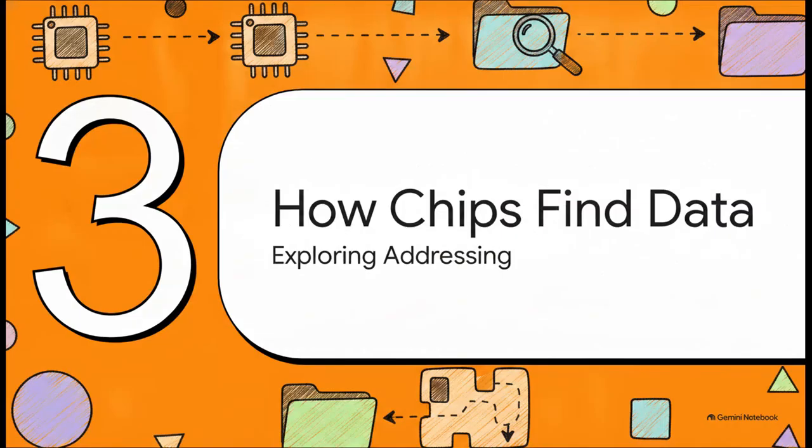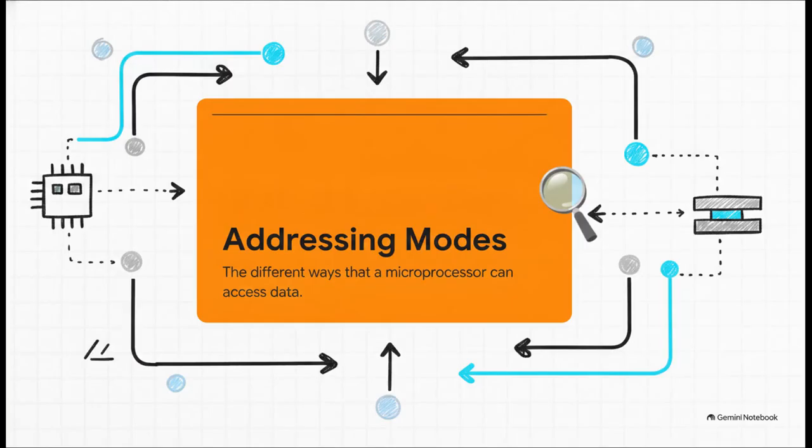Okay, let's jump into Section 3, how chips find data. So we've moved past the verbs, the functions, and now we really need to look at the subjects using addressing modes. Because think about it, a command is totally useless if the chip doesn't know where to find the data it's supposed to manipulate. Addressing modes are simply the different pathways a microprocessor uses to access data.